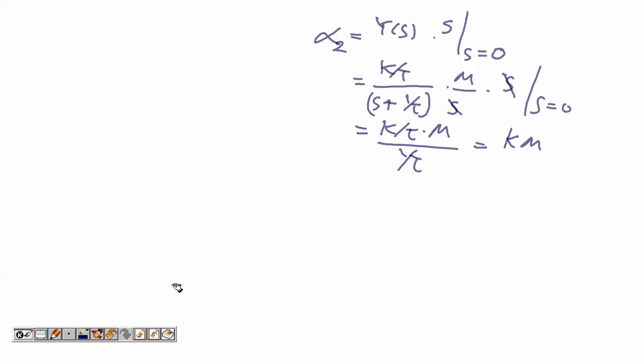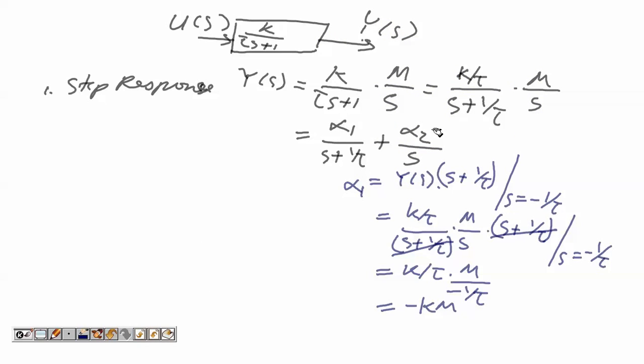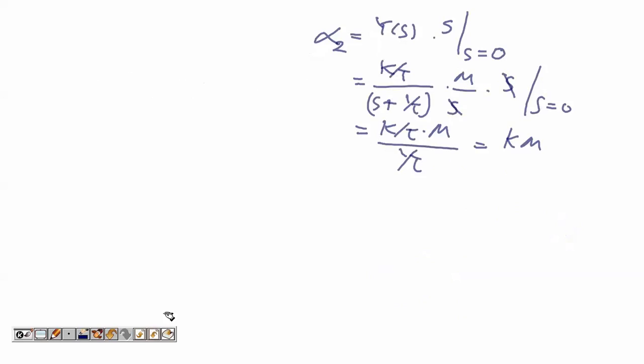Okay, now we got alpha 1 and alpha 2, and then Y(s) is alpha 1, minus KM over s plus 1 over tau, plus alpha 2, KM over s.